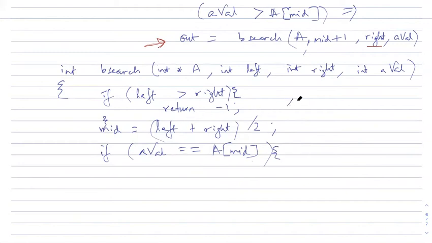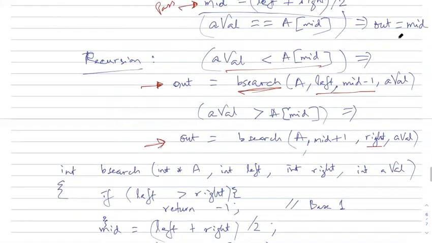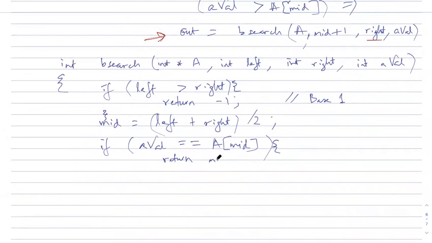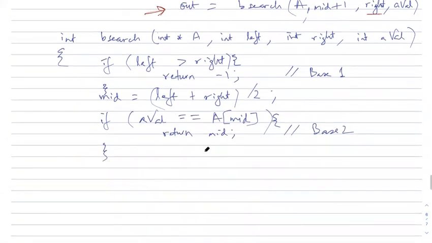So this is the base condition number 1. So if you found it, then you return what? Here we are returning mid, because you see out equal to mid, that's the return value. So this is the second base condition, so base number 2. Okay, now the rest is just recursion.